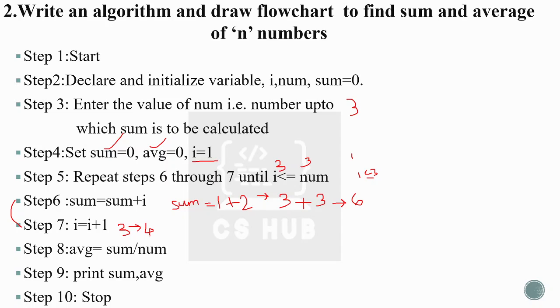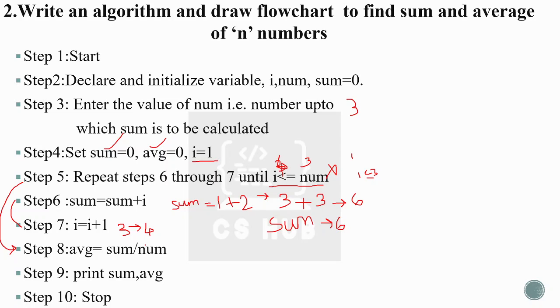4. Then again check this condition, and here it will be 4 less than or equal to 3, and that's not true. So we will get out of the loop. So from here jump to step 8, because this loop will work only when this condition is satisfied. Here our values violate this condition. So from step 5 we directly move to step 8, and by that time in this variable sum, our sum is 6 now, right?